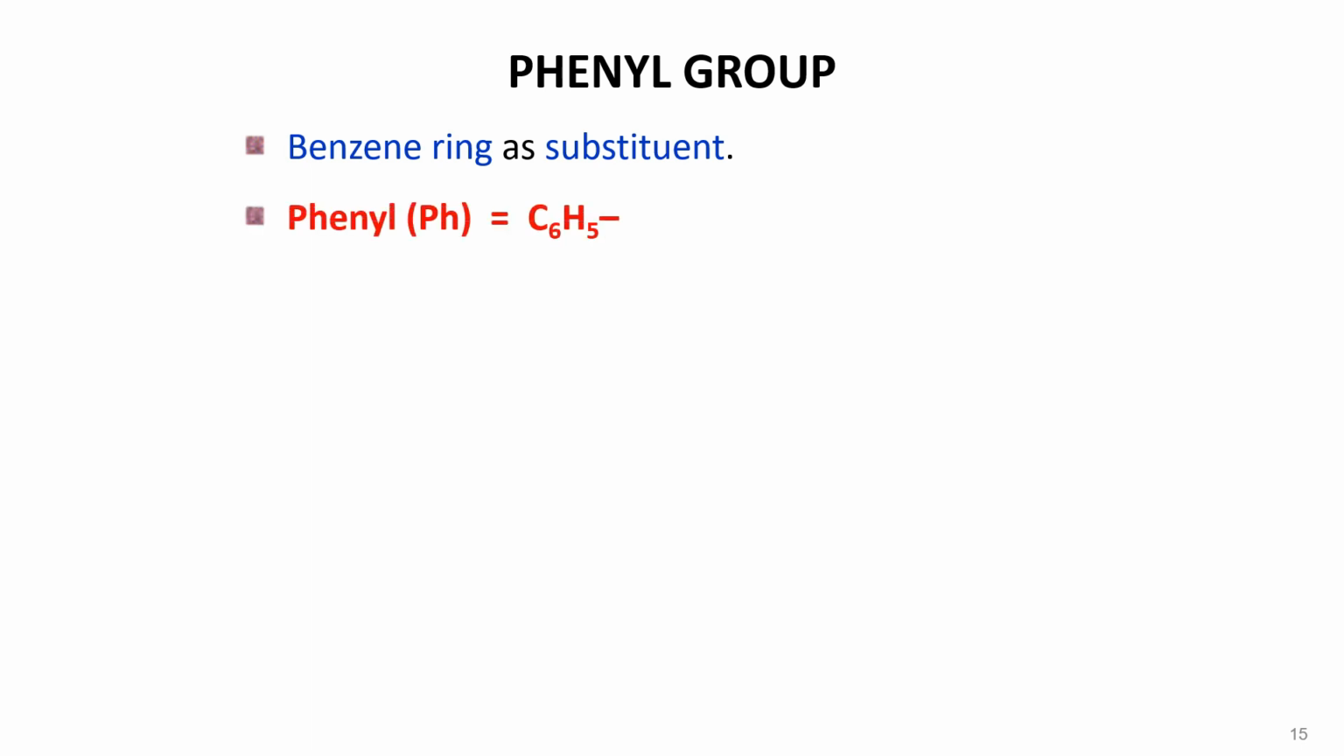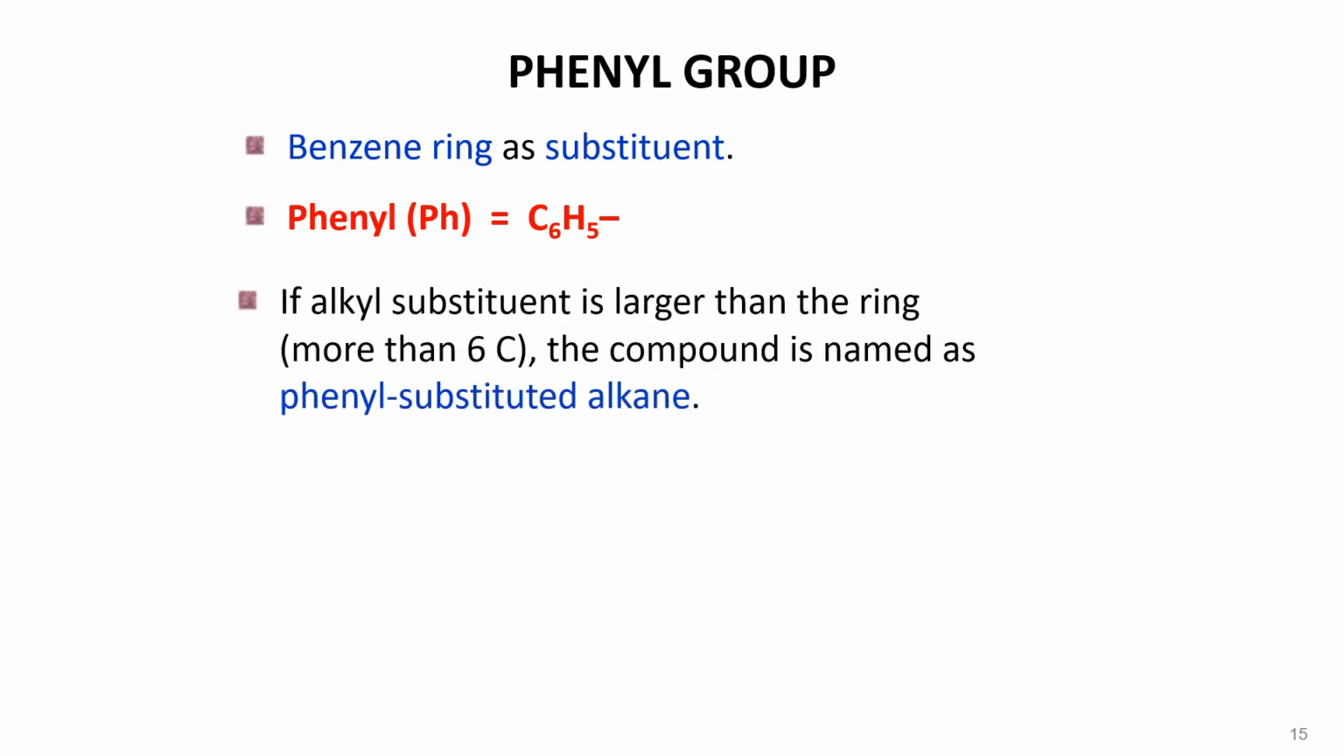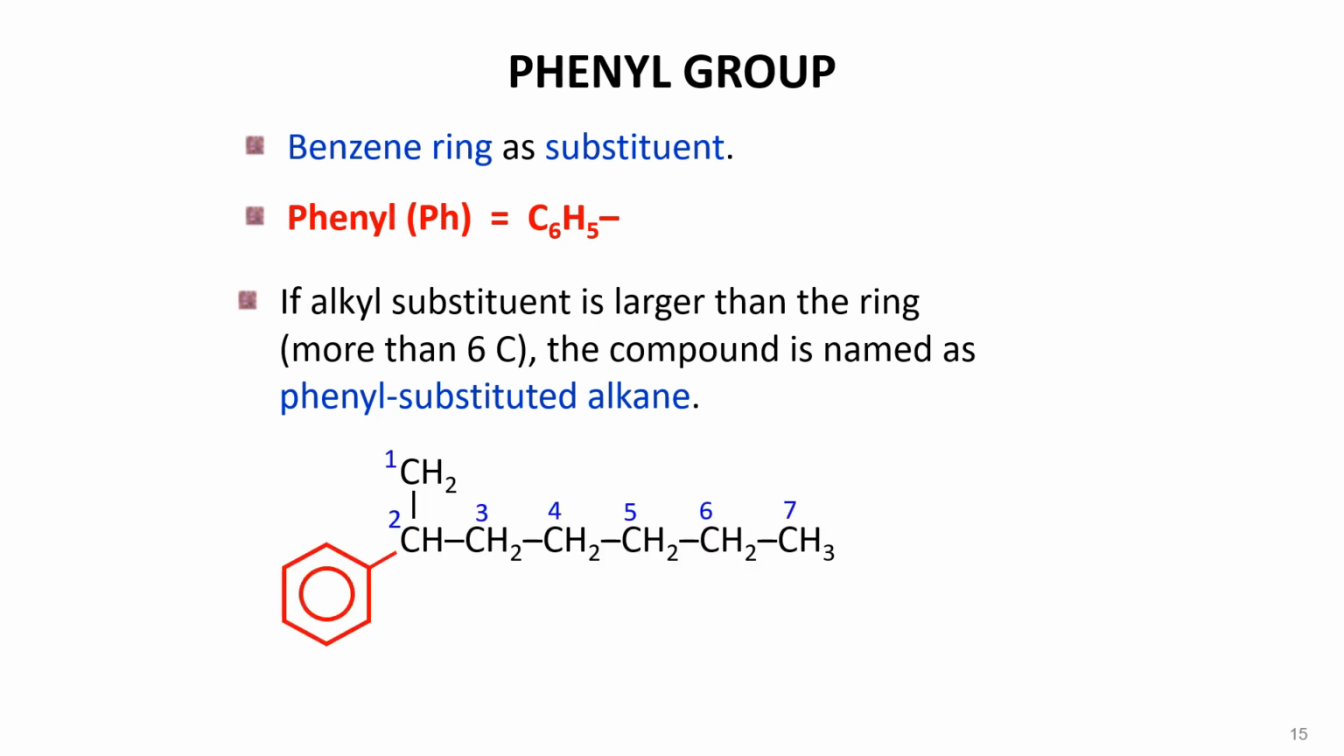Phenyl group. The word phenyl is used when the benzene ring is a substituent with formula C6H5 attached to the parent. If the alkyl substituent is larger than the ring, that is, contains more than 6 carbons, the compound is named as a phenyl-substituted alkane. For example, phenyl attached at carbon number 2 of heptane would be named 2-phenylheptane.